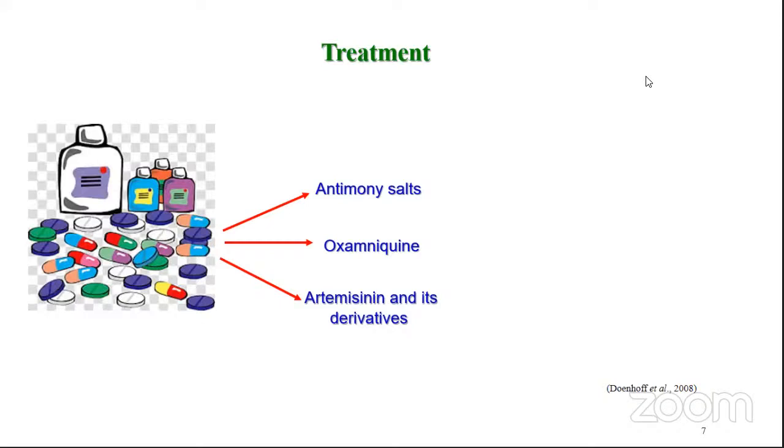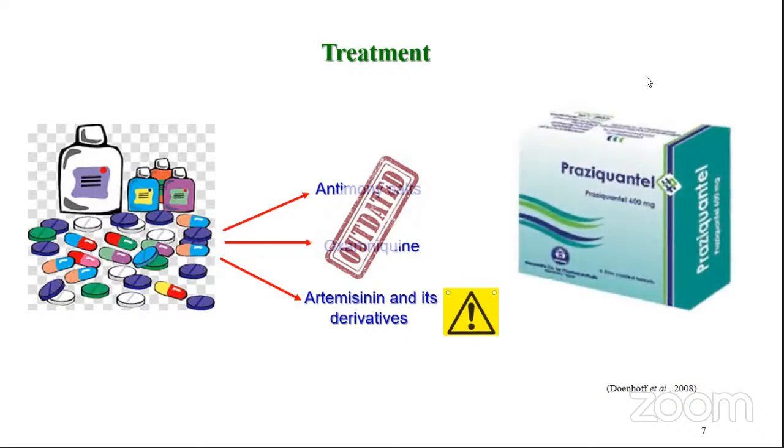Antimony salts, oxamniquine, and artemisinin and its derivatives have been used. Unfortunately, antimony salts and oxamniquine have since been outdated due to their associated side effects, while artemisinin and its derivatives are mainly focused on antimalarial drug design. The main, or cornerstone, treatment for schistosomiasis has since been praziquantel.